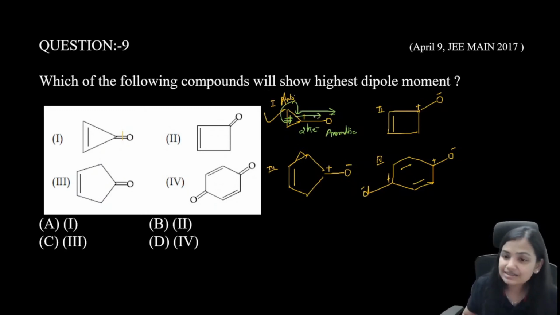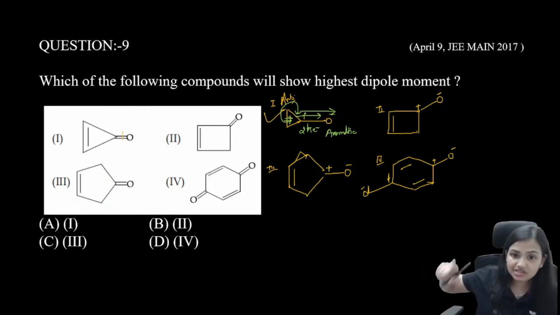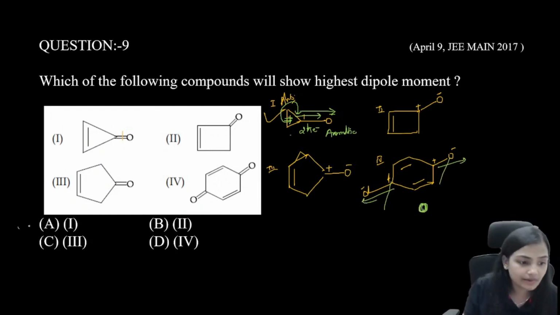Okay, that's the reason. Because of the aromaticity there will be delocalization, and delocalization will be towards the positive charge. That's the main reason. Okay, and here it is in the opposite direction, ultimately it will cancel with each other. This will be having the zero dipole moment. So if you are talking about the maximum, definitely the maximum is 1.